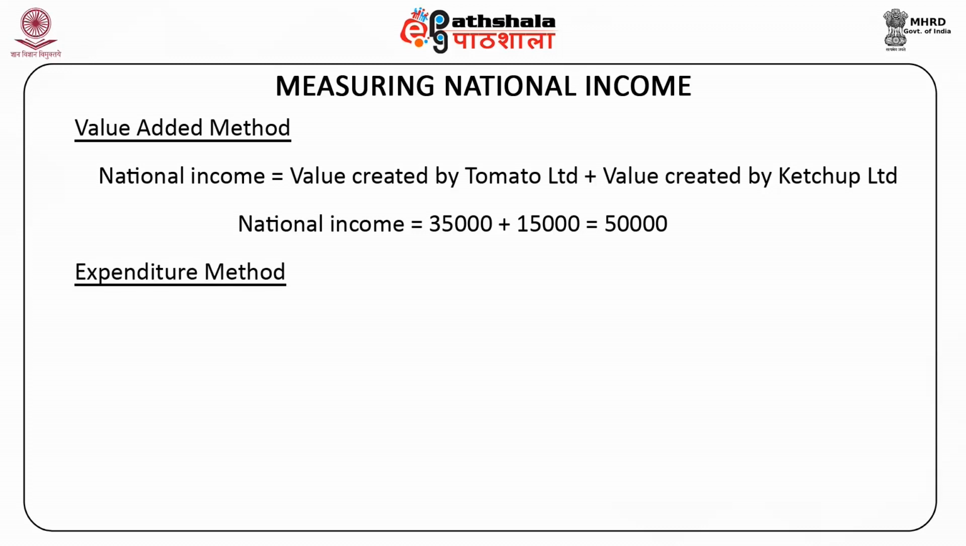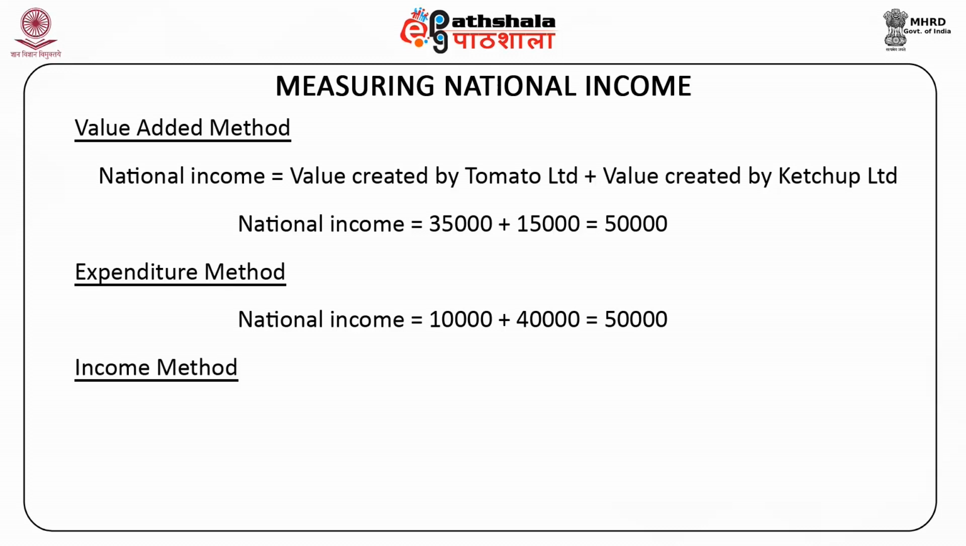According to this approach, national income is the sum of final expenditures incurred in the domestic territory. In the above example, the household spent 10,000 on tomatoes from the Tomatoes Limited and 40,000 on the final product from the Ketchup Limited. Therefore, national income by expenditure method is 50,000.